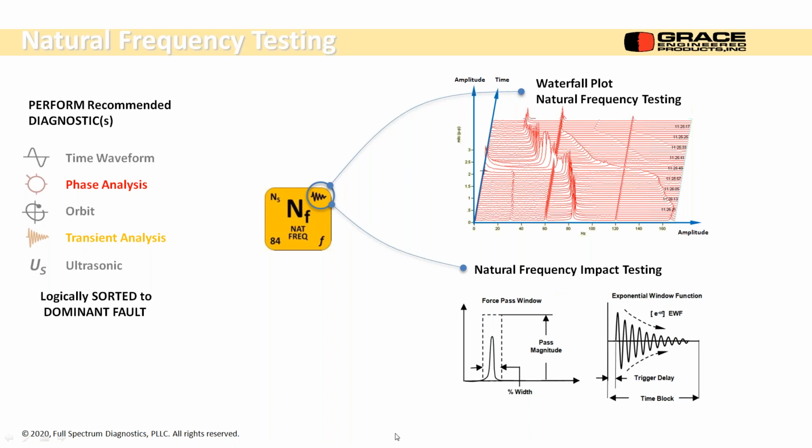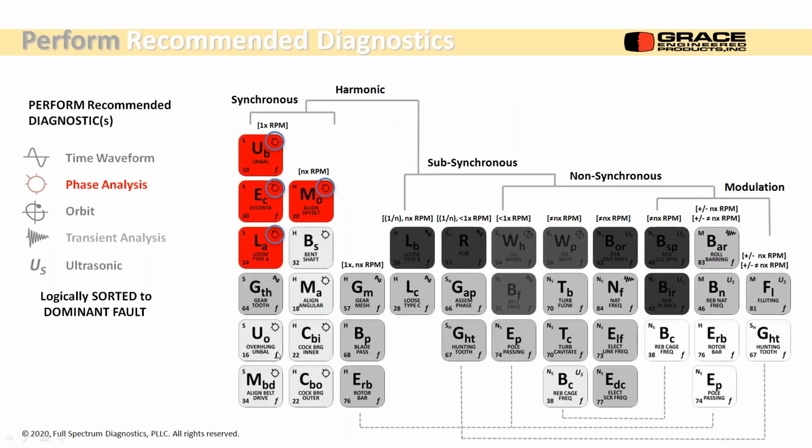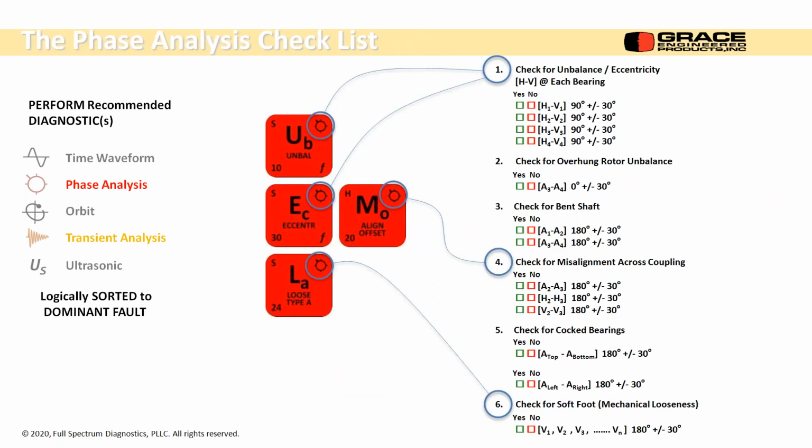So we do that type of testing all the time. So in this case, we couldn't find a natural frequency. So what's left? These 4 phase diagnostics for unbalance, eccentricity, looseness type A, and alignment offset in the radial direction. What are those tests? These are the categories. So doing the phase test, not really important right now. Understanding it, what it gets you is very important.